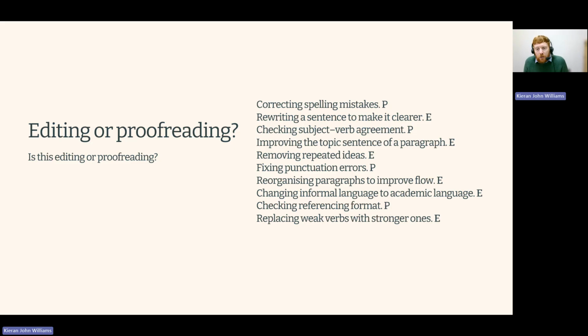Okay. So at the end of all this, remember that you've finished your assignment, so to speak. Your editing comes first to change the structure and organization of your ideas. Proofreading is what comes later when you feel like you are ready to submit.